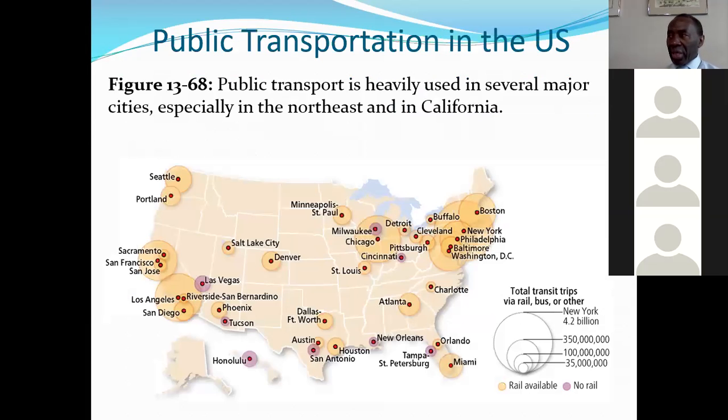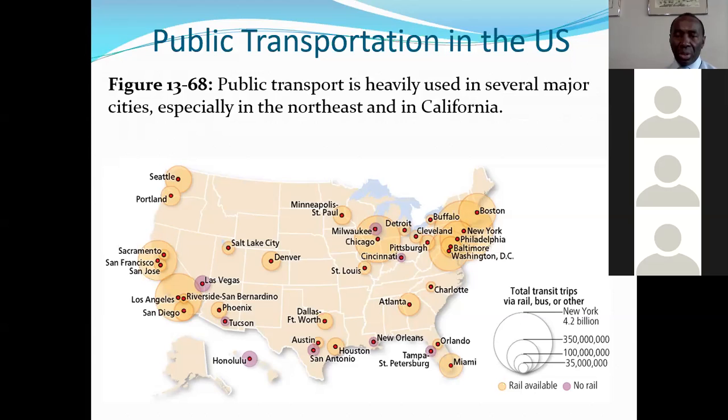These are the various public transportation systems. In the US, the biggest transit is in the New York area, with over 4.2 billion people using transportation in the New York, Philadelphia, Baltimore, DC area. But when we go to other parts of the country, like Oklahoma, there is no clear-cut, reasonable public transportation. We have a few buses in Oklahoma City and in Tulsa, but it's not something that is huge.